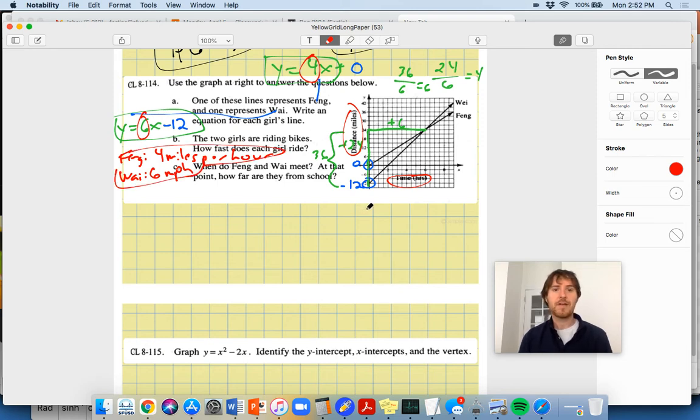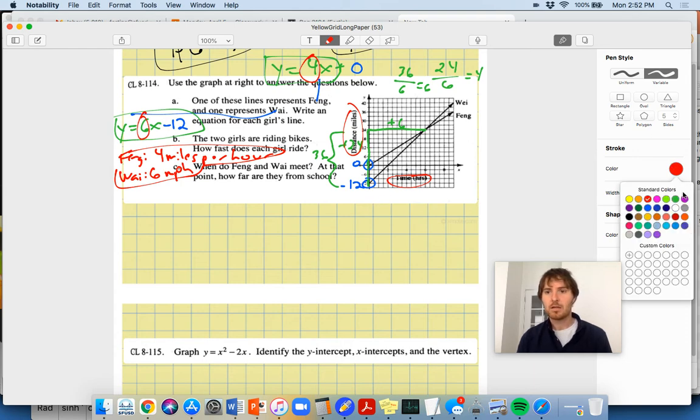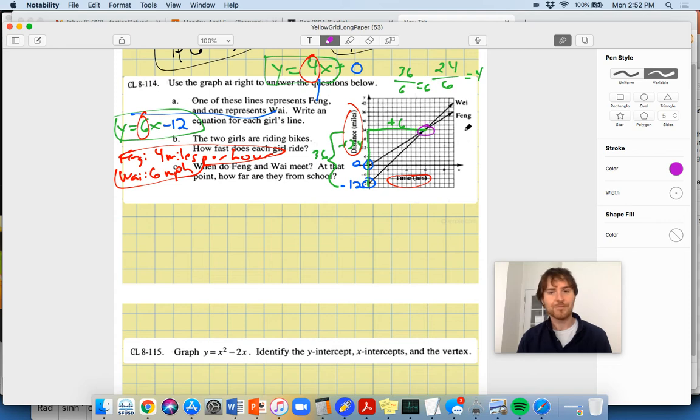Okay, when do Feng and Wei meet? At that point, how far are they from the school? Okay, they meet right here. All right, this is just breaking down a graph. Yeah, these are definitely going to ask questions about these in the future for sure, after you're done with Mr. Fortin here. It looks like they meet at this point. This coordinate pair is x is 6 and y is 24. I really looked at this one a lot.